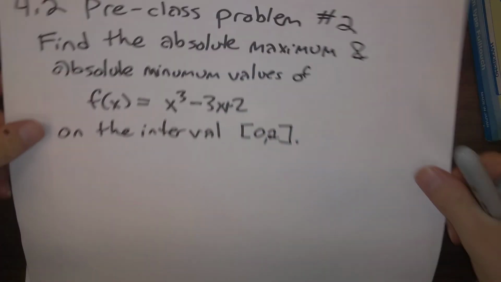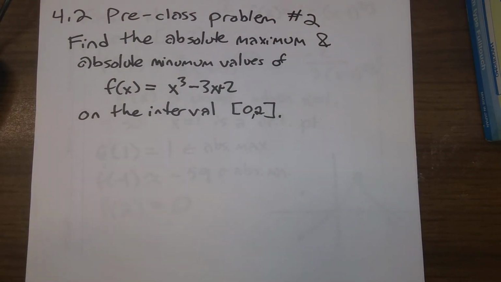Okay, to finish off this video, I had to track down my pre-class problem. It slipped onto the floor, so here's our second pre-class problem. I want you to find the absolute maximum and absolute minimum values of x^3 - 3x + 2 on the interval from 0 to 2.